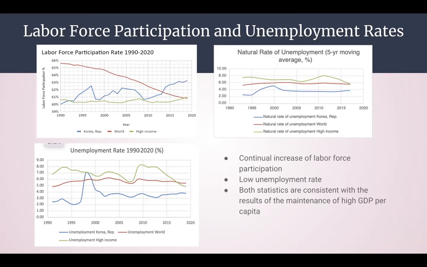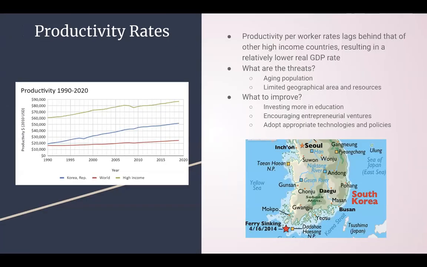While both of these rates are consistent with the results of the maintenance of high GDP per capita, South Korea averages a rapid growth compared to some parts of the world. However, this is a different case when comparing South Korea to other high-income countries. Now, let's take a look into South Korea's productivity per worker statistics, as this lags behind that of other high-income countries, resulting in a relatively lower real GDP rate.